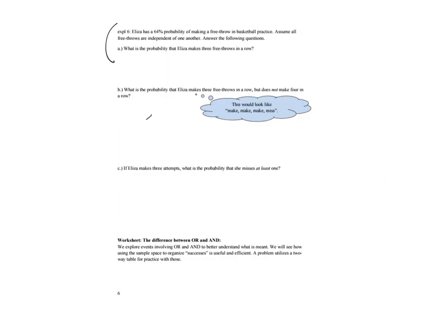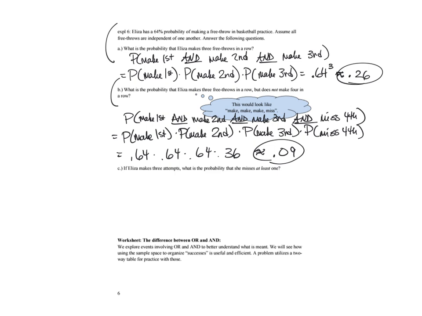Okay, why don't you read over number 6 and try letter A, and if you want to, go ahead and do B as well. Pause me and come on back. Okay, I'm going to talk through letter A and B here.